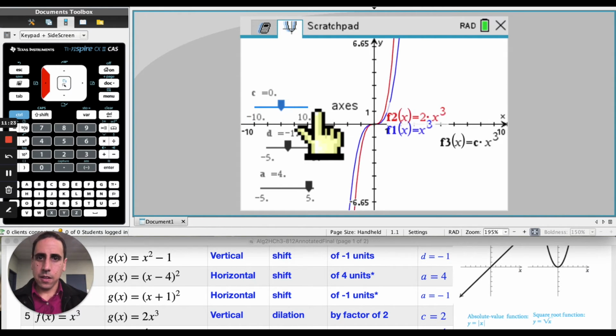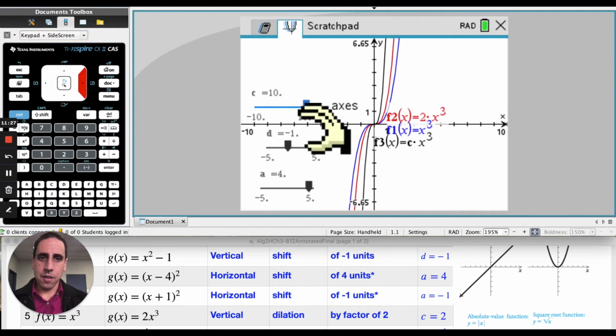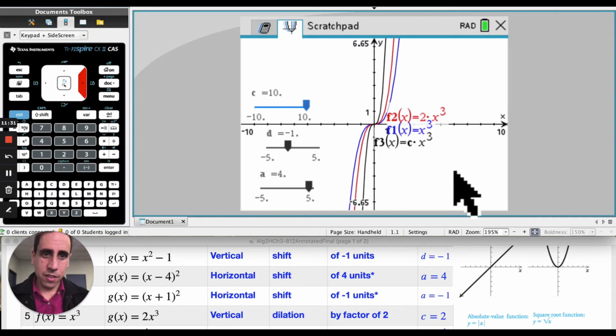All right. So here's 0, 2, 4, 6, 8, 10. Boom. It goes up really high. And so apparently the C value, the number outside of the function and being multiplied, is going to control what kind of vertical dilation it is. Because C is equal to 2, this has a vertical dilation by a factor of 2. All right, let's keep rolling.